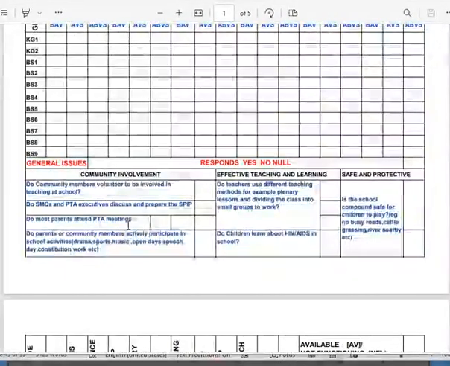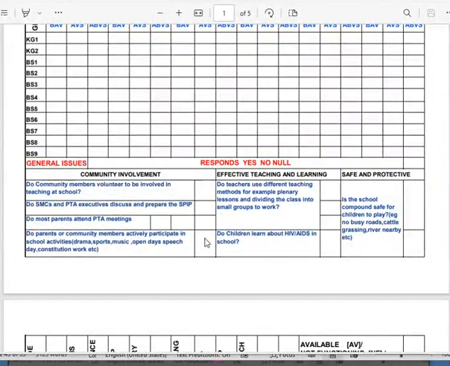Do most parents attend PTA meetings? If it is yes or no, you input that response or option over here. Do parents or community members actively participate in school activities, that's grammar, sports, music, open day, speech day, constitution work?